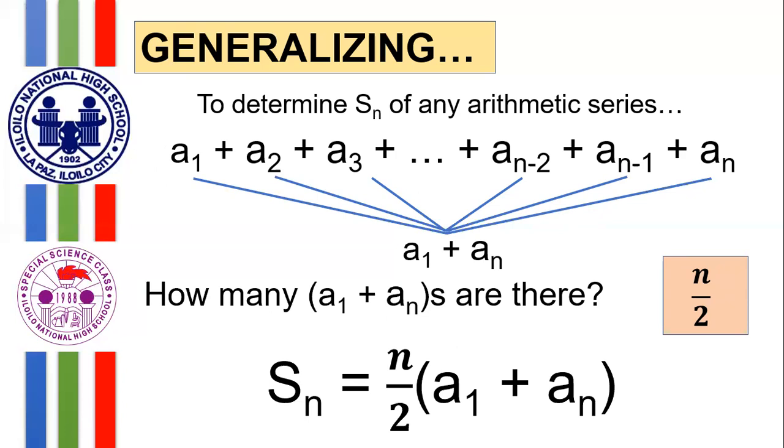Hence, to get the sum of any arithmetic series, or the sum of the terms of an arithmetic sequence with n terms, where n is a natural number and the series is finite, then to get the sum of the first n terms, you simply divide the number of terms by 2 and multiply it with the sum of the first and the last term. So please take note of this formula because this will be very useful as well.